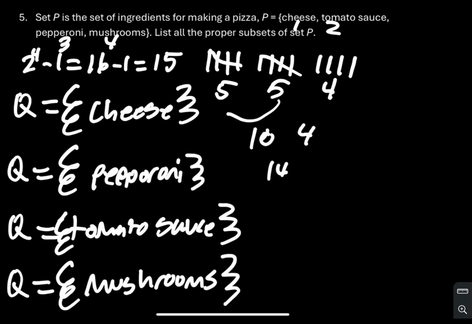The last proper subset of this set is the empty set. So we have set Q is equal to the empty set. That's going to be our last set, which would put us at 15. So that's going to be your answer.